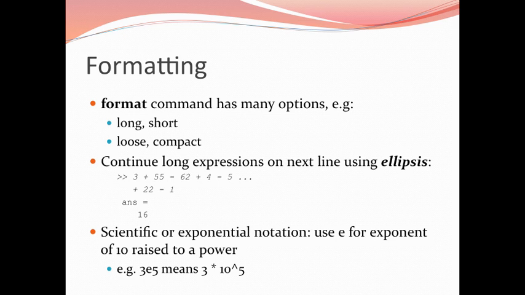If you want scientific or exponential notation, you use e for the exponent of 10 raised to a power. So for example, 3e5 means 3 times 10 to the 5th power.